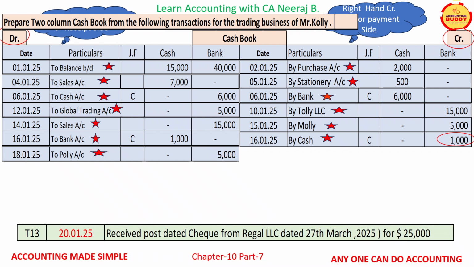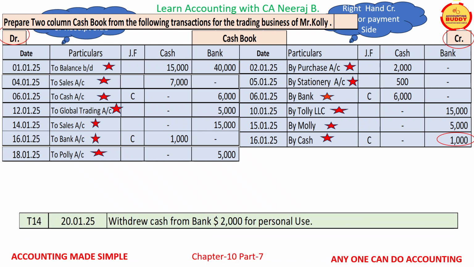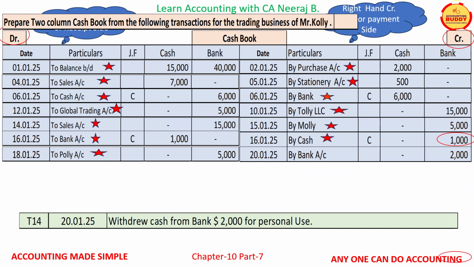Transaction T13 is on 20th of January 25. The business received a post-dated check from Regal LLC dated 27th of January for $25,000. This transaction will not be recorded in the cash book. Transaction T14 is on 20th of January 25. An amount of $2,000 is withdrawn from bank for personal use. Since it is an outflow of bank balance, it will be recorded in the bank column on the right-hand credit side of the cash book for $2,000 on 20th of January 25 by writing the words by bank account.